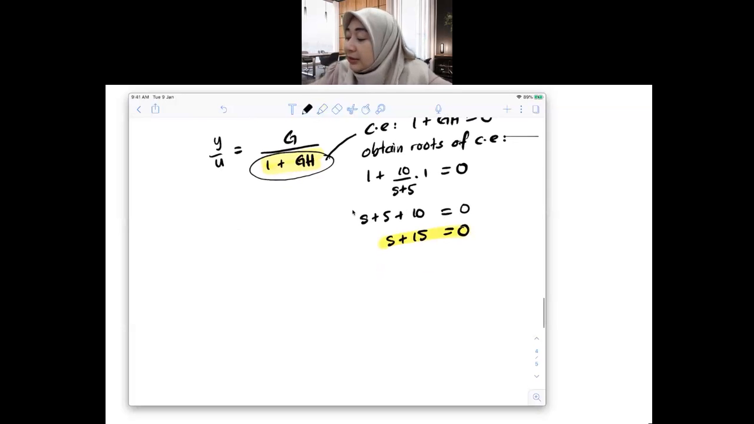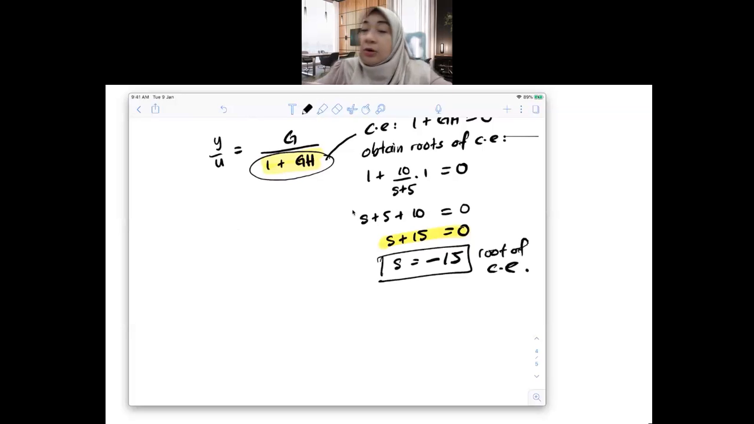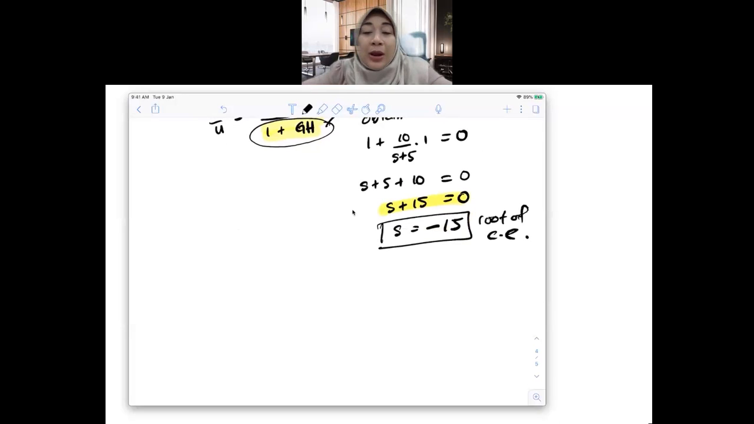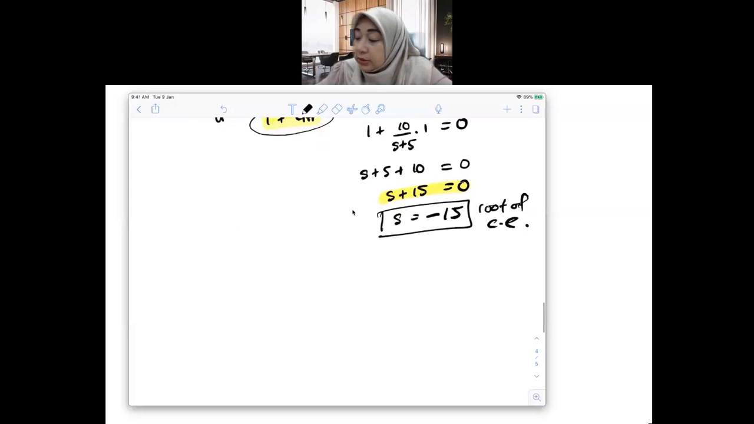So if you look at the roots, the root equals negative 15. This is the root of your characteristic equation for this system. So the closed loop system equation gives you the roots. What does it mean by roots? Roots are in S, and roots will actually give you poles and zeros. If you look at your closed loop transfer function, the denominator, if we equate it with zero, will give us what we call poles. So this is the relation between poles and zeros.